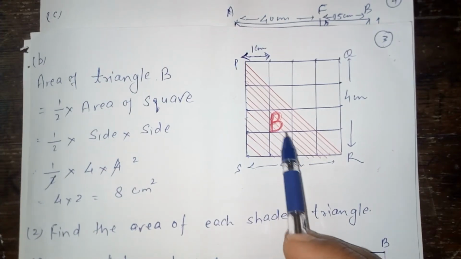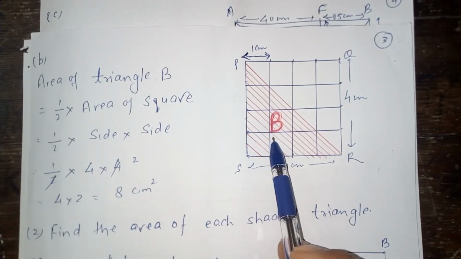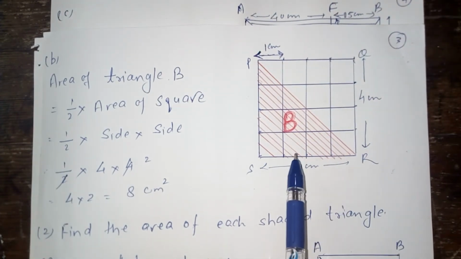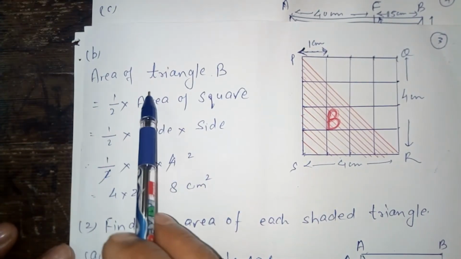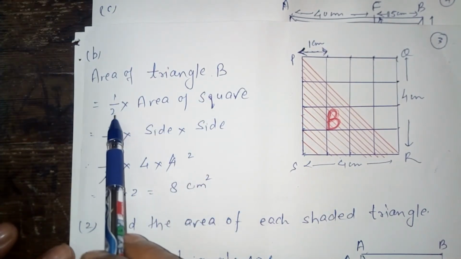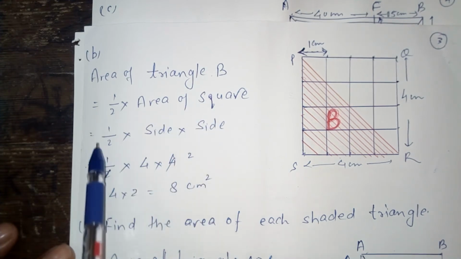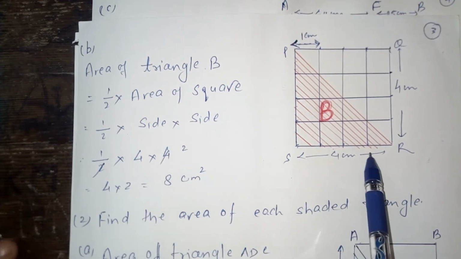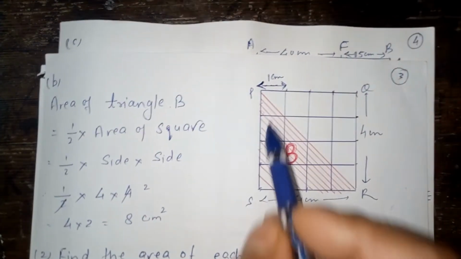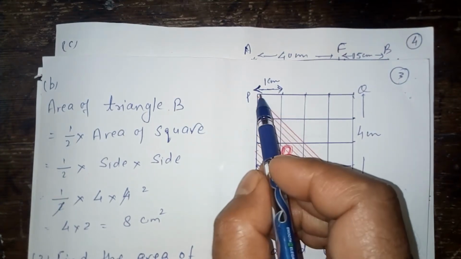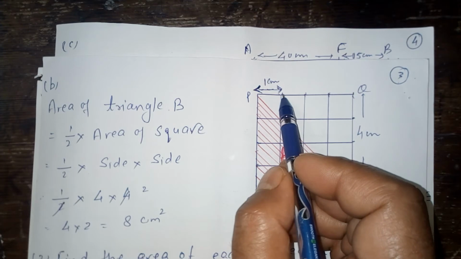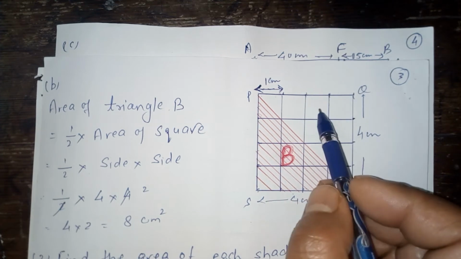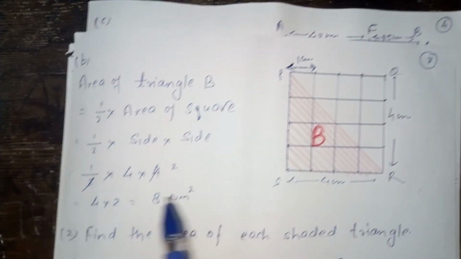So area of triangle B is half of area of square. The meaning is area of triangle B is equal to half into area of square. Area of square is side into side, and side is 4 centimeter. How do you know this is 4 centimeter? In this one block is 1 centimeter. This is 1, this is 1, this is 1, 1 2 3 4. So all sides are 4 centimeter.